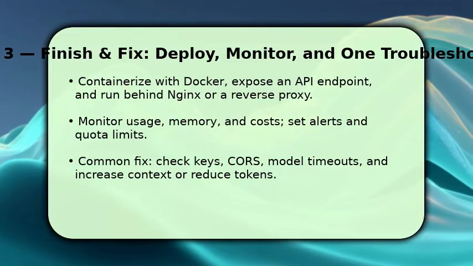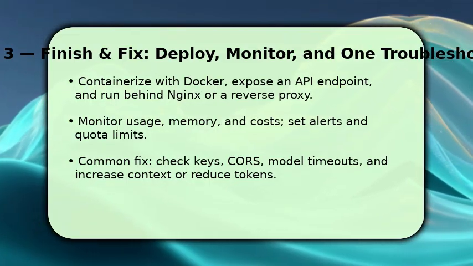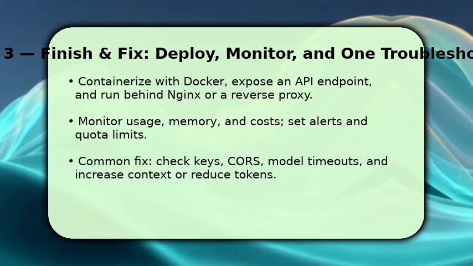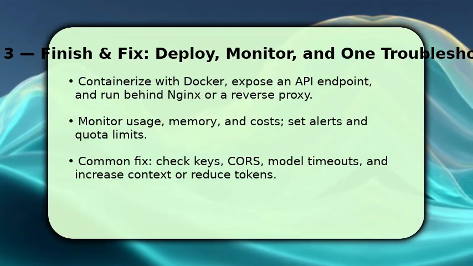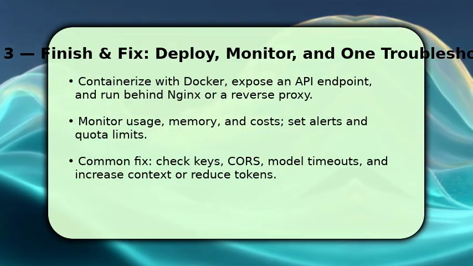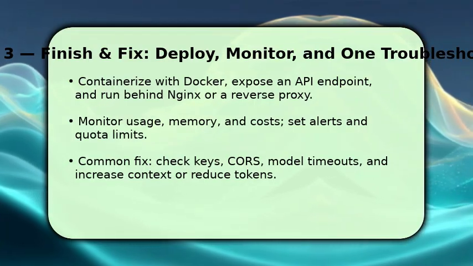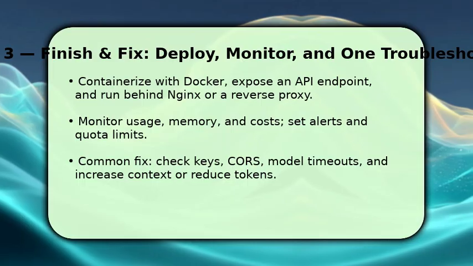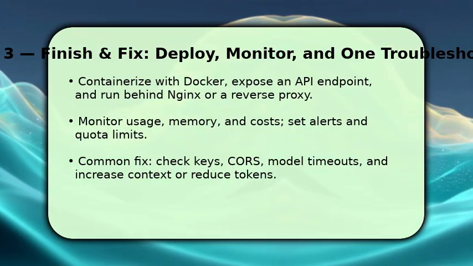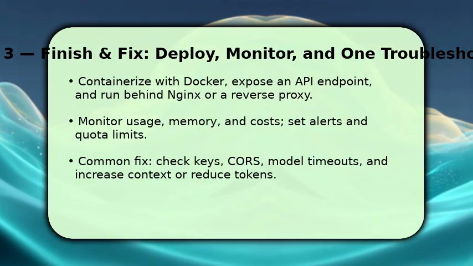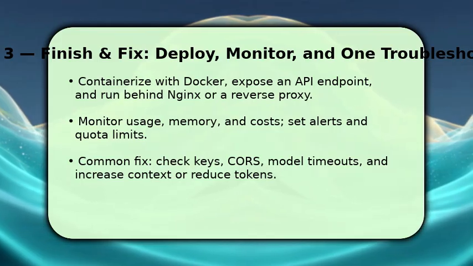Once live, monitor logs, latency, and cost metrics. Tune model settings to balance quality and expense. If something breaks, first verify API keys and quotas, then inspect model timeouts and memory. If responses are cut off, increase max tokens or trim context. If hallucinations persist, add system prompts and clearer user instructions.